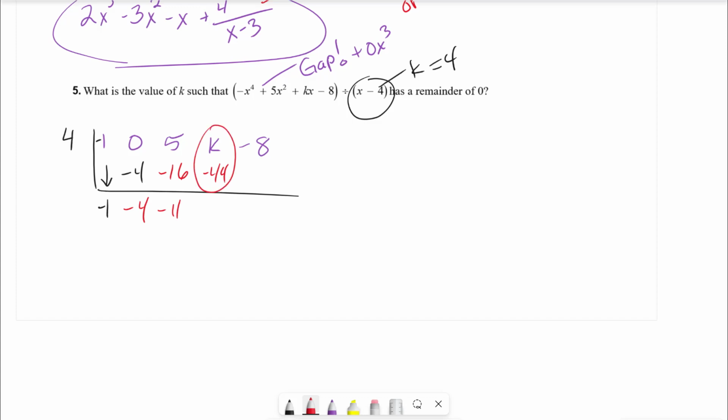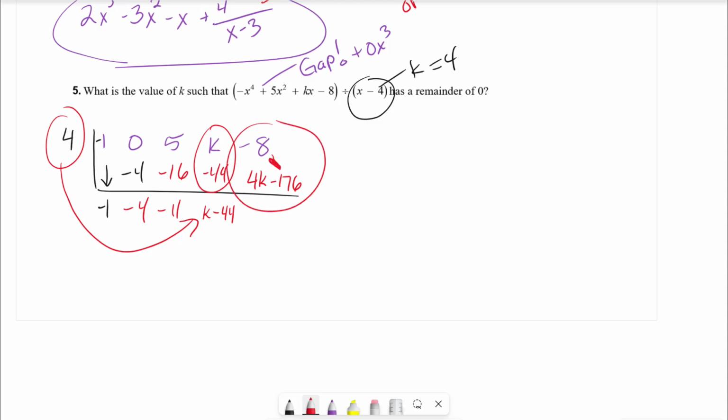Combine these two. Add them. They're not like terms. That's okay. We have k plus a negative 44. Go through the process. Do the same thing. Multiply. 4 times k minus 44. 4 times k, that's easy, 4k. 4 times negative 44, we might need a calculator for it. You could bust it out, but that's going to be negative 176. Now, next step. Combine these two together.